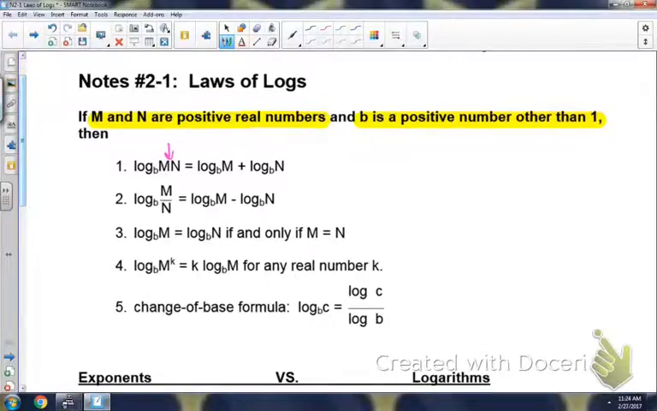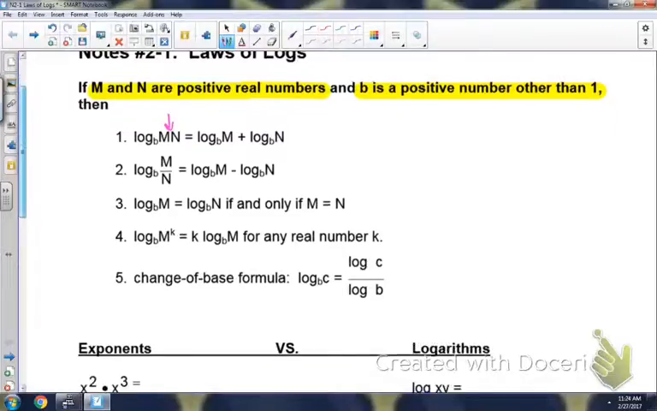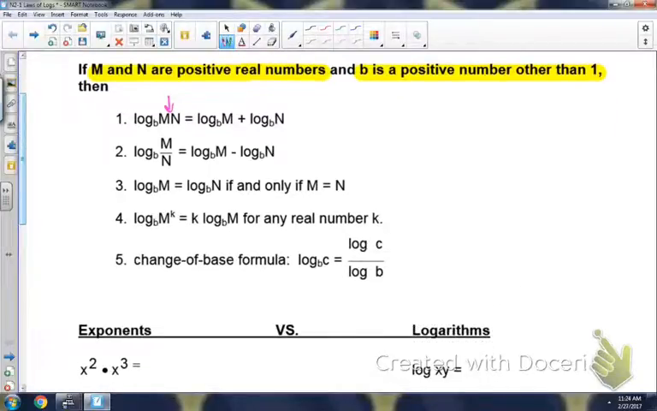On number 1, notice that m and n are being multiplied. When you multiply, you can rewrite that as two different logs by adding those two terms. The base always stays the same, just like on exponents. When you're dividing on number 2, same thing as subtracting. On 3, if log base b of m is equal to log base b of n, all you have to do is set m equal to n. You can just drop those logs because you know that they are equal. That's what that equal sign means in the middle.